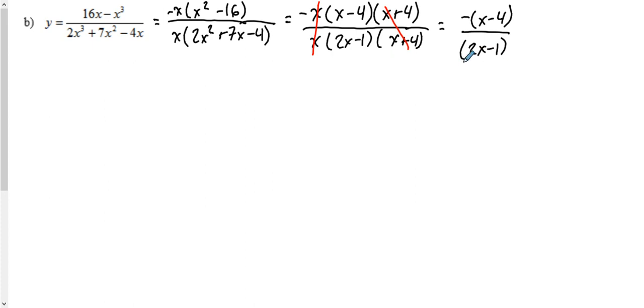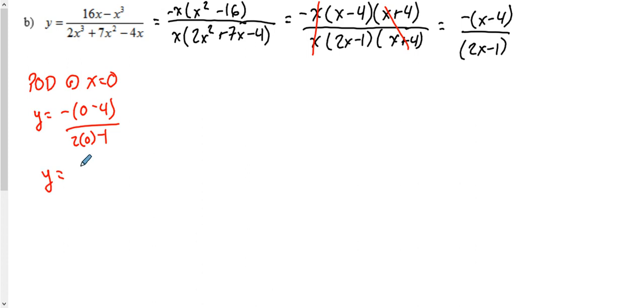There we go. So right away, let's start off with our PODs. We're going to have two of them. So the very first POD I have is at x equals 0. So that's what we cancel out. So when x equals 0, I'm going to solve for y. So that's y equals negative 0 minus 4, all of that's divided by 2 times 0 minus 1. Y here is going to be equal to positive 4 over negative 1, which is, of course, just negative 4. So we're going to have a POD at 0 comma negative 4.